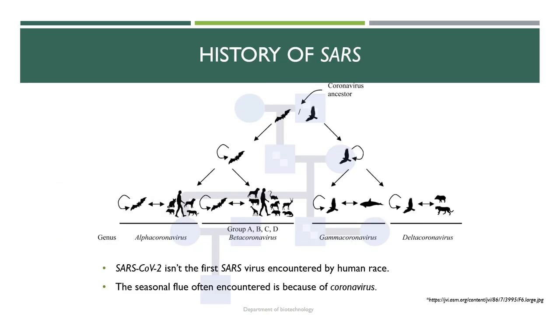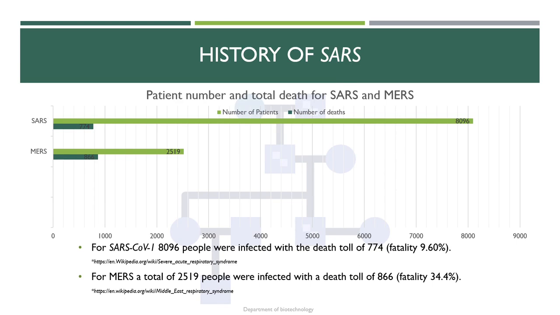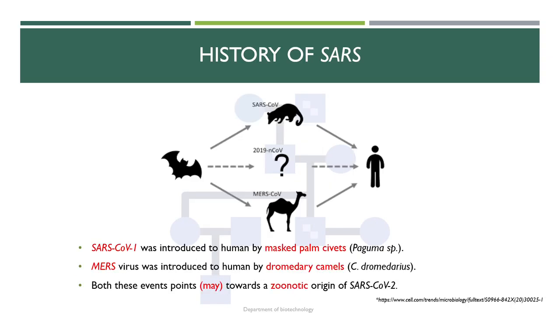Now let's see the history of SARS. SARS-CoV-2 isn't the first SARS. The human race has already experienced SARS earlier. In the beginning of the 21st century, the total patients affected with severe acute respiratory syndrome coronavirus 1, SARS-CoV-1, was 8096 with 774 deaths, with a fatality rate of 9.60%, and Middle East Respiratory Syndrome, MERS, was 2519 with 866 deaths, with a fatality rate of 34.4%. SARS and MERS viruses were introduced to the human species by palm civet and dromedary camel respectively.